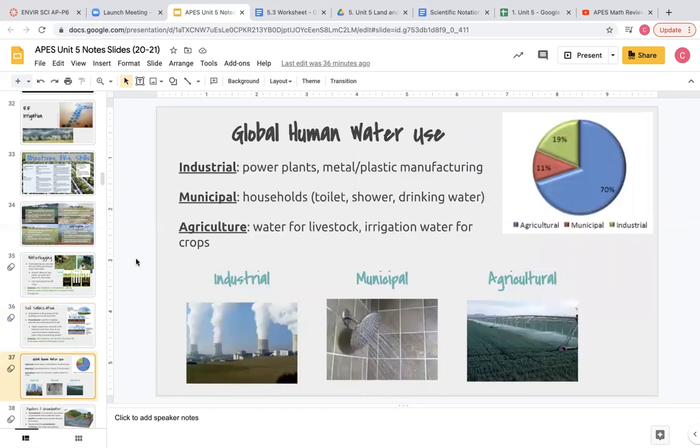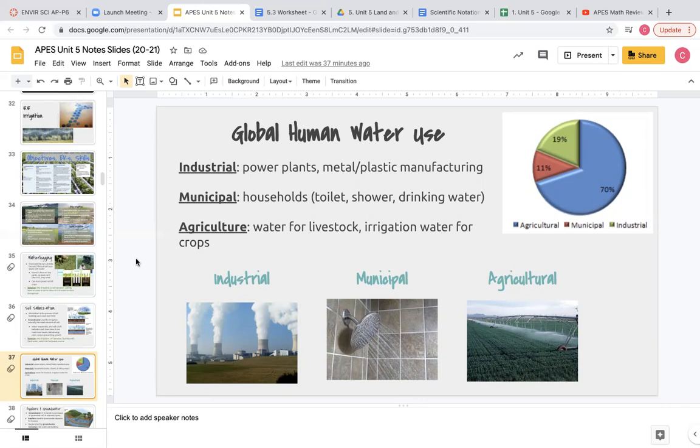And then global water use. Surprisingly, industrial is only 19% of the global water use, and this is what actually is used in power plants, metal and plastic manufacturing, all of those big plants that make anything. They only use about 19% of the water. Households, your small businesses, things like that for drinking water, toilets, taking baths, all of that is considered municipal, and it is only 11%.